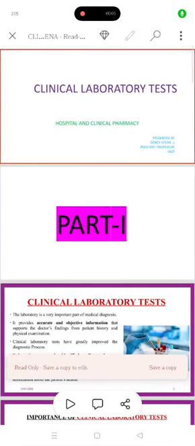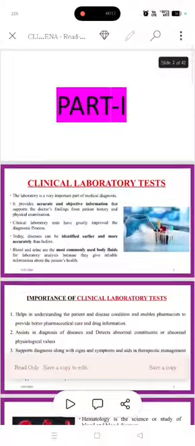Good morning to all. Today I am discussing clinical laboratory tests, prepared by Dency Veena, Assistant Professor, Emmanuel Arasar College of Pharmacy. Part 1. Clinical laboratory tests.